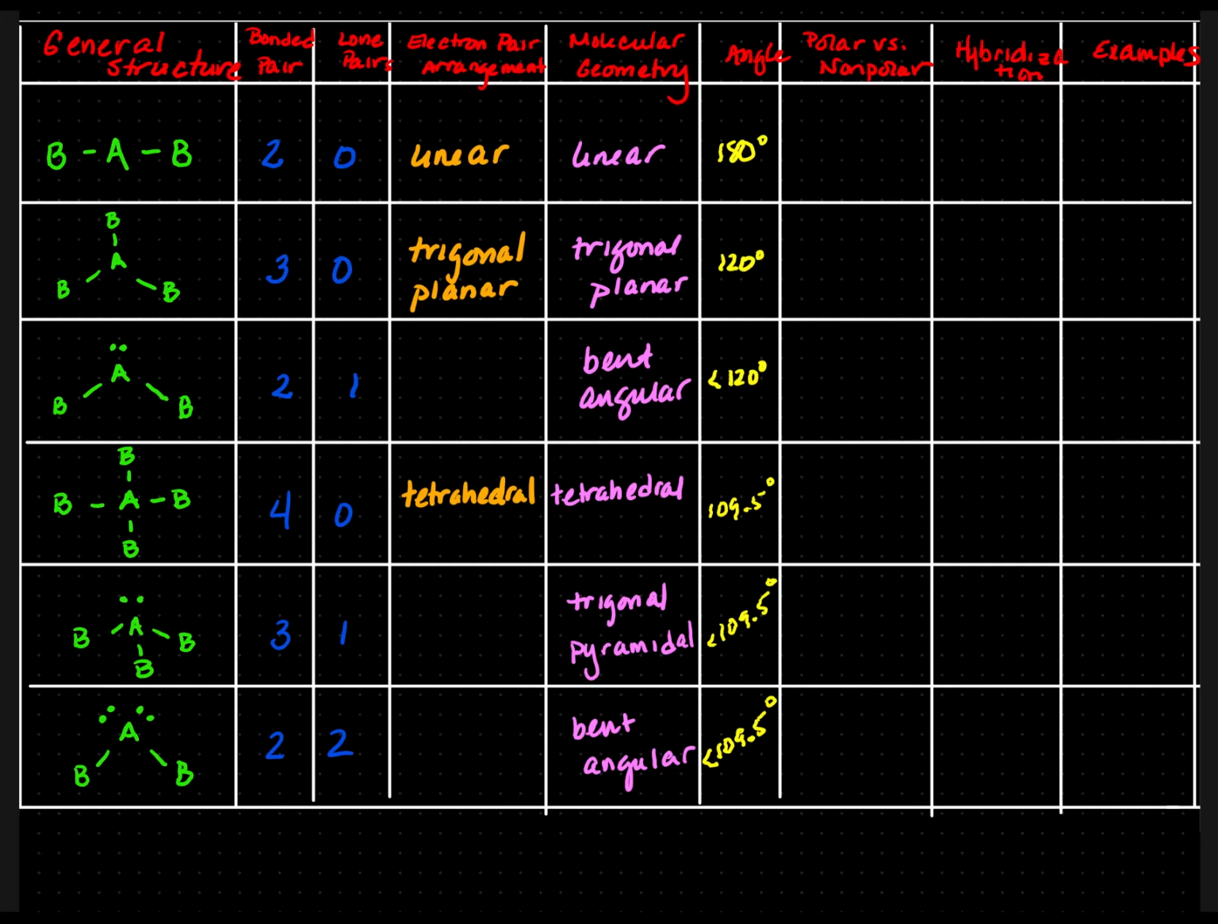When you have 2 bonded and 2 lone, 2 plus 2 is 4, so this is also tetrahedral for the electron pair arrangement. However, the molecular geometry will be bent, angular, or V-shape. You only need to memorize one of the 3, and the angle is much less than 109.5. So you have to memorize this table for the test. This is part 1 of the video. The second video will exceed the octet rule.